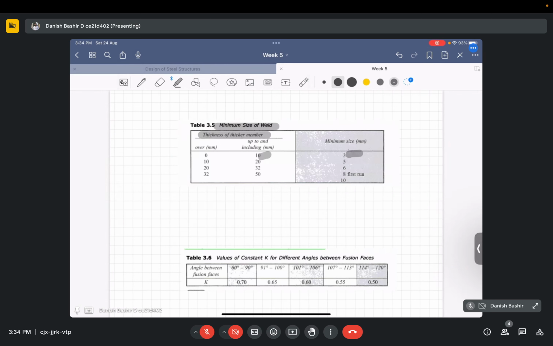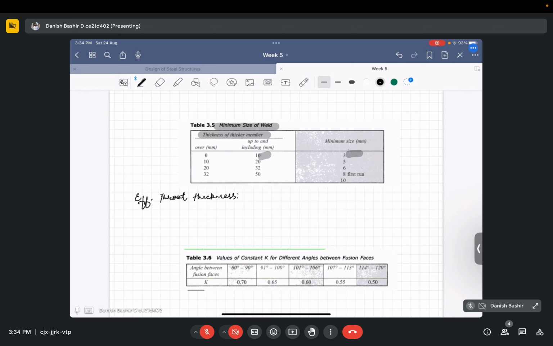Then we have one more definition, which is effective throat thickness. As I told you, the definition of the throat thickness in butt weld is completely different from the definition of throat thickness in a fillet weld. So throat thickness is the shortest distance from the root of the fillet weld to the face of the diametrically opposite weld, joining the toes.